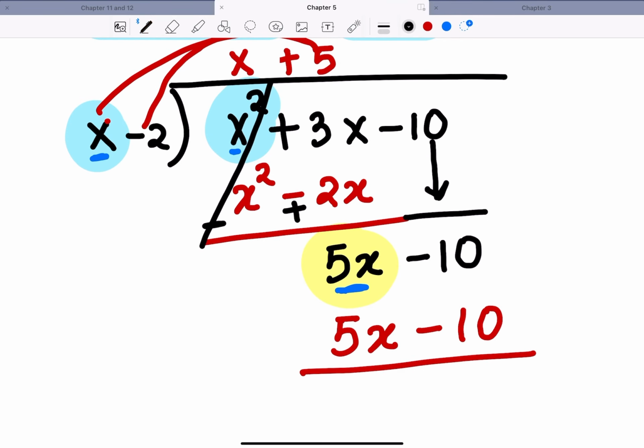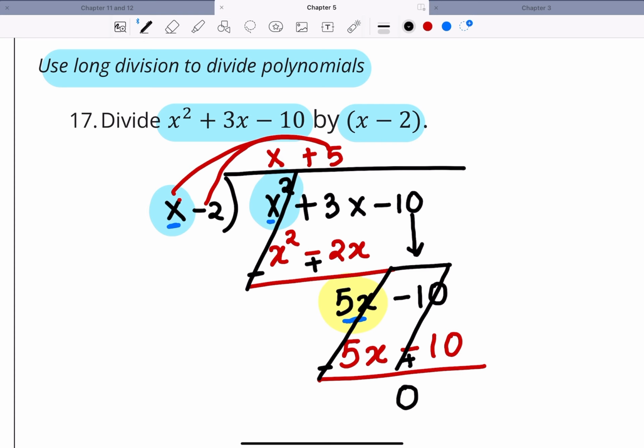When you subtract, what happens? The sign changes. This becomes a negative, and this becomes a positive. And you can see the first term got cancelled, so I know I'm on the right track. Positive 10 and negative 10 also cancel each other. My remainder is 0. And now let me erase these little lines here.